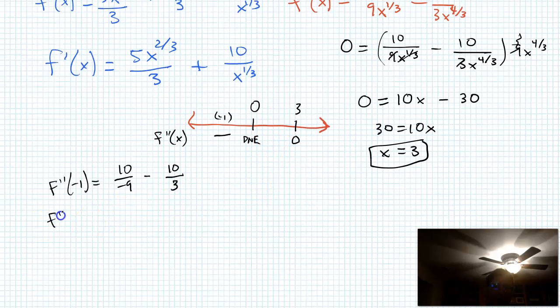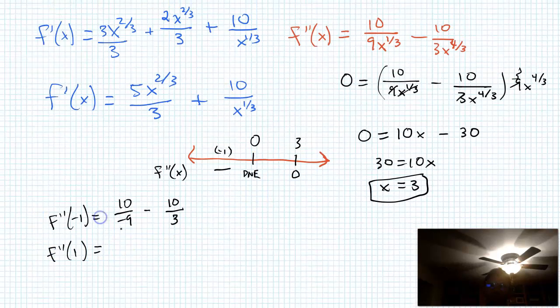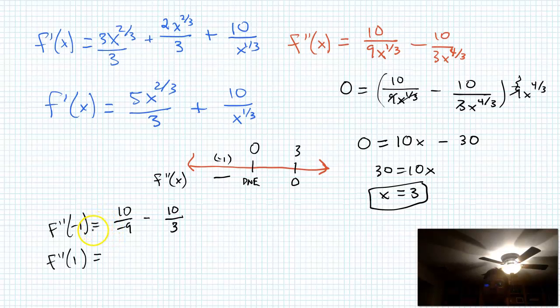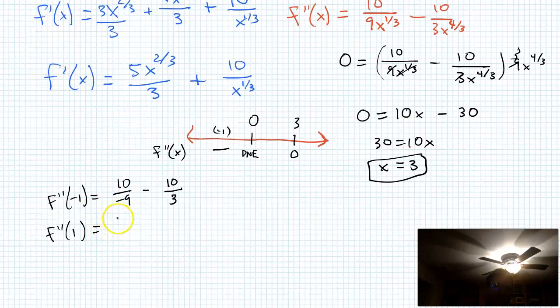Let's try in between. Let's try f double prime of +1. Okay, that'll give me 10 over +9 minus 10 over 3. Ooh, so 10 over 9 is a smaller number. This is 1 1/9, and this is 3 1/3. So this would be negative still. So this is not an inflection point here.